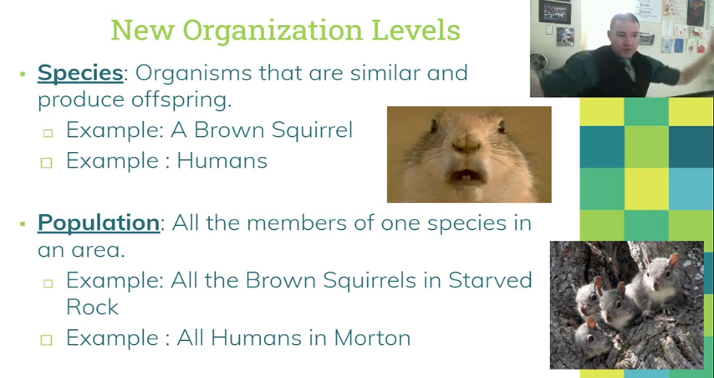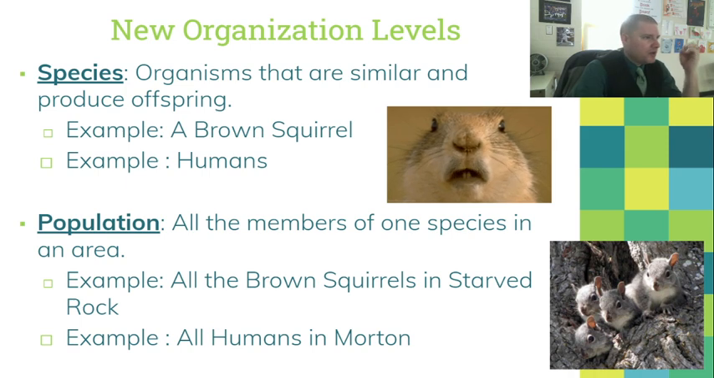When you're talking about all the things in the area, that's when we use the word population. So if we were to talk about all the squirrels in the area, we would say all the squirrels in Starved Rock. Or if we want to talk about human populations, we usually talk about them per city. How many humans live in Morton? How many humans live in Chicago? How many people live in Illinois? We look at a sample of an area, and that makes our population, but it's all the same members of the species. So it's all of the squirrels or all of the humans that are in there.